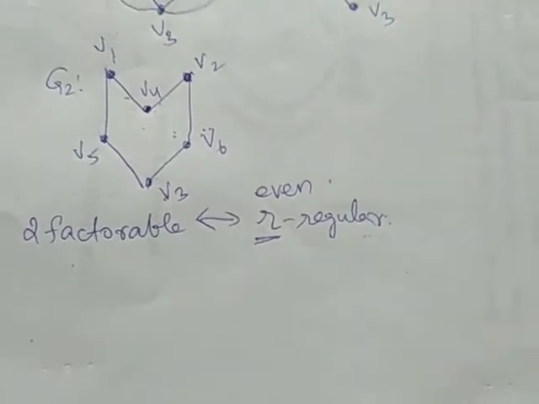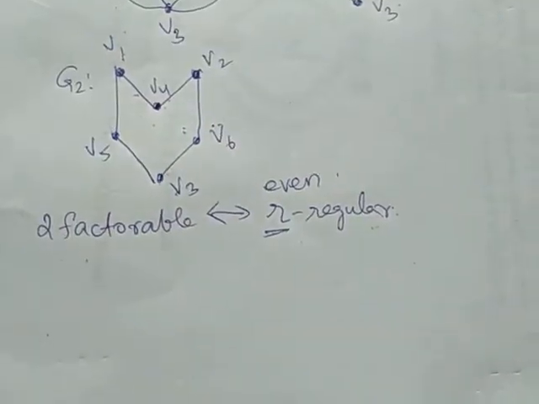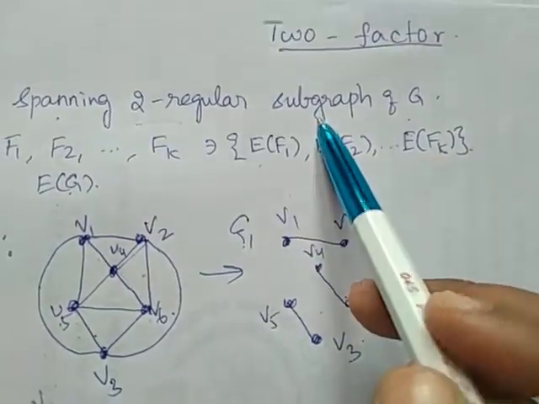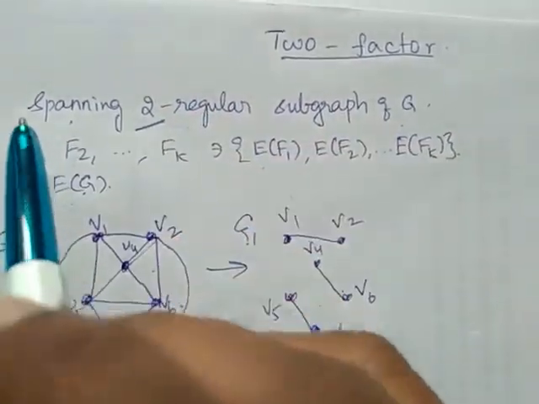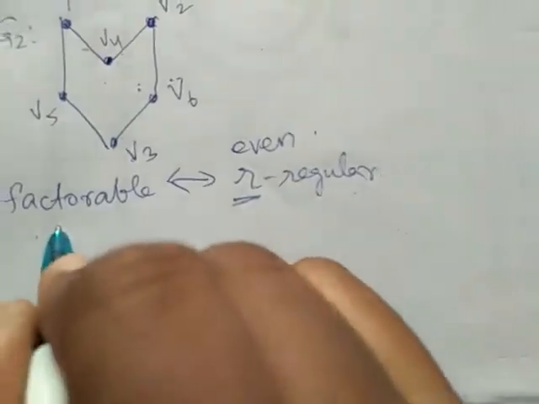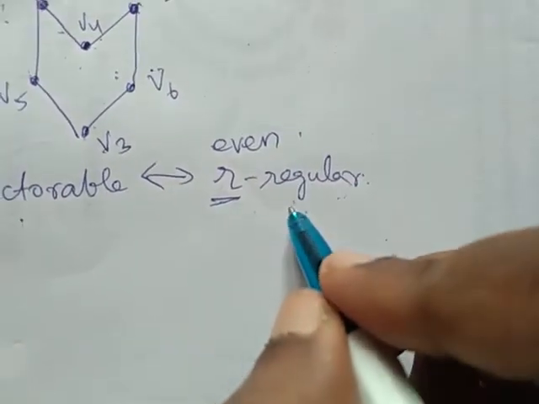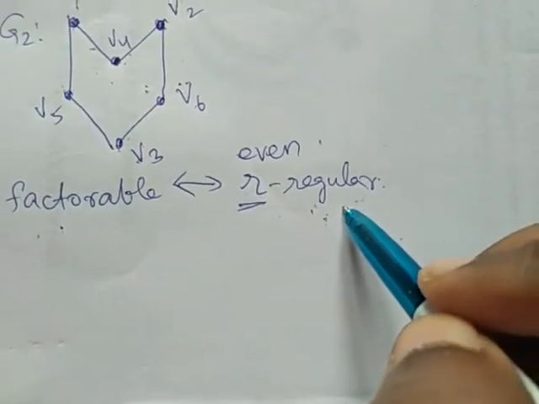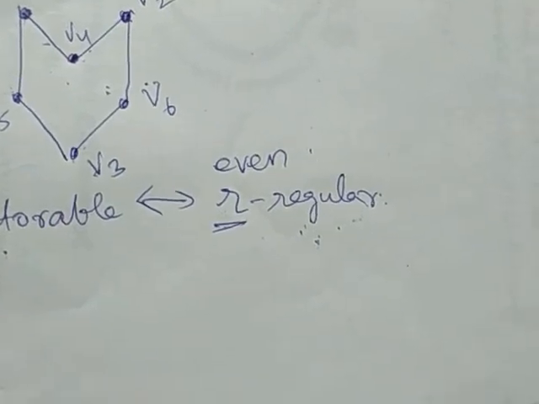So, from the definition, every 2 factorable graph is R regular, right? A spanning graph is 2 regular, right? 2 is an even number. Therefore, every 2 factorable graph is R regular for some even positive integer R. So, from the definition, the necessary condition is proved. The only thing left is to prove the converse part, that is our sufficient condition.